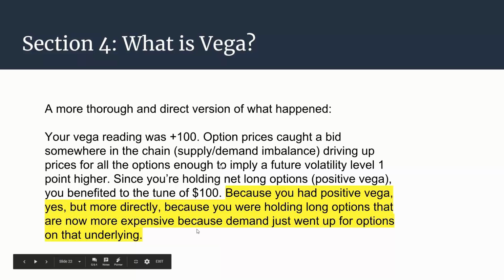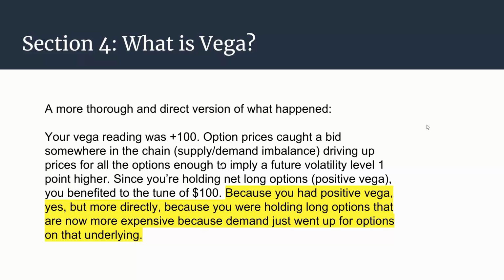If the opposite happened, and all of a sudden everyone wanted to dump their options, well, the prices are going to go down, right? If you're holding long options and everybody wants to sell options, your long options are now going to be worth less because everyone wants to sell them. So it's more of a supply and demand reading on your position. If you're holding long Vega, then you are sort of long demand, if you want to think of it that way. You want demand for those options to increase.